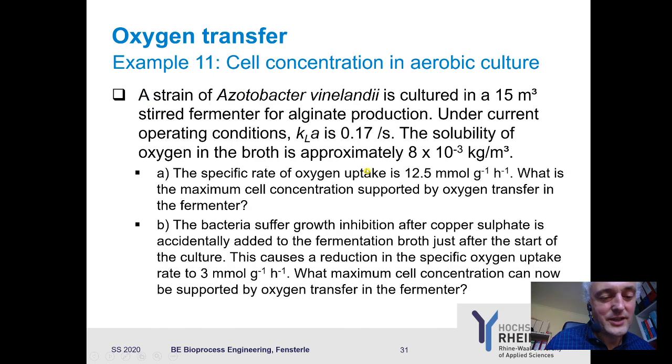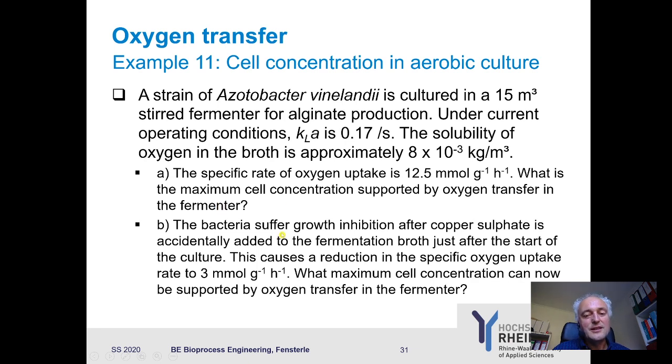And now we come to an example. Now we have talked for hours, and now we come to an example. So we have a strain of Azotobacter, which is cultured in a 50 meter cube stirred fermenter for alginate production. And KLa is 0.17 per second, and the solubility of oxygen is approximately 8 times 10 to the minus 3 kilograms per meter cube. Now this is the specific rate of oxygen uptake. It's 12.5 millimoles per gram per hour. What is the maximum cell concentration supported by oxygen transfer in the fermenter?